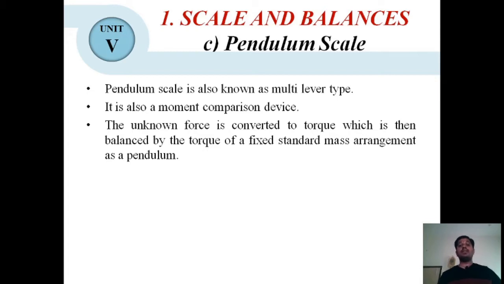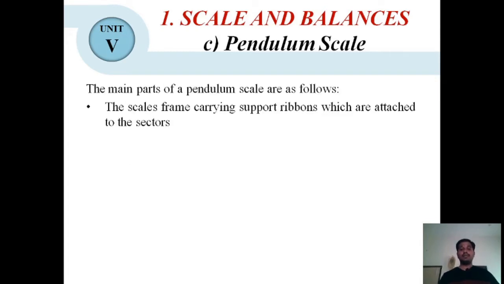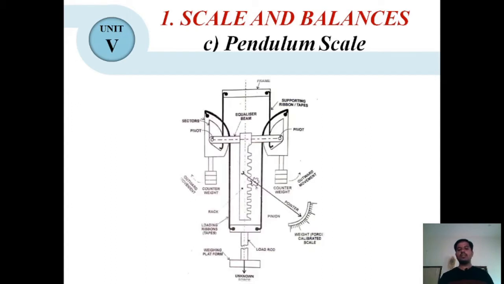Now let us see the various parts in our pendulum scale. The first one is the scale's frame carrying support ribbons, which are attached to the sectors. There are two types of ribbons, and the first one is the supporting ribbons. Why are we calling them supporting ribbons? This is the figure of a pendulum scale, and here are the supporting ribbons. They support the frame on the top.